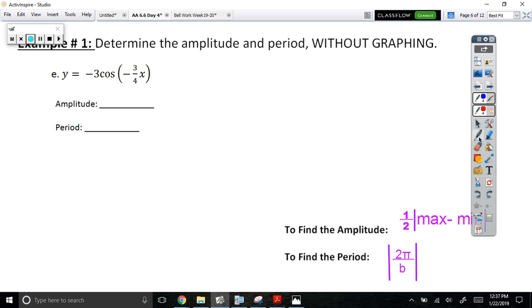All right, now the big question is the amplitude -3 or just 3? Just 3. The negative tells you it's a reflection. It doesn't tell you what the amplitude is. Okay. How about our period? What do we get for the period of this one?